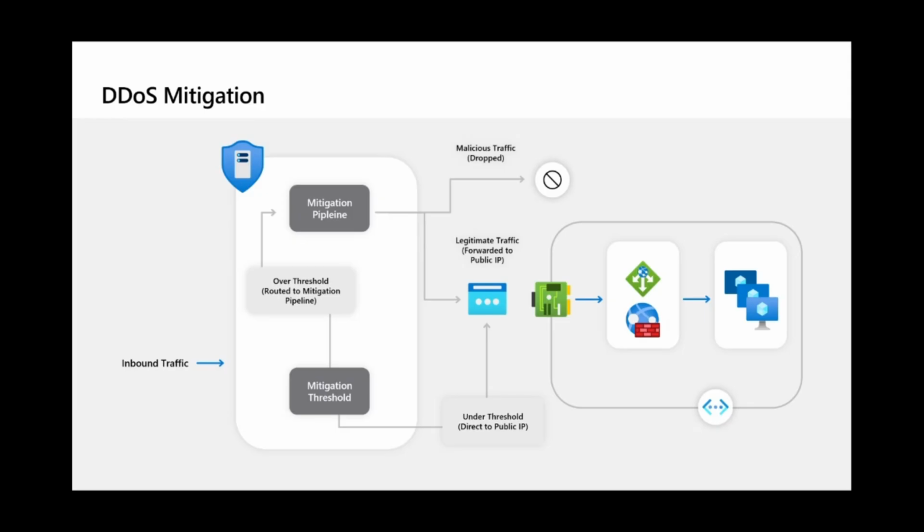However, if it's exceeded, all this traffic is rerouted to our mitigation pipelines, depending, of course, on the region where the traffic is coming from, and then it's checked against different DDoS attacks, also based on the threshold that is exceeded. If that traffic is seen as malicious, it's dropped, while the legitimate traffic is forwarded to your public IP address. This is happening when there is an active DDoS mitigation, which means that the threshold is exceeded and the mitigation is active.